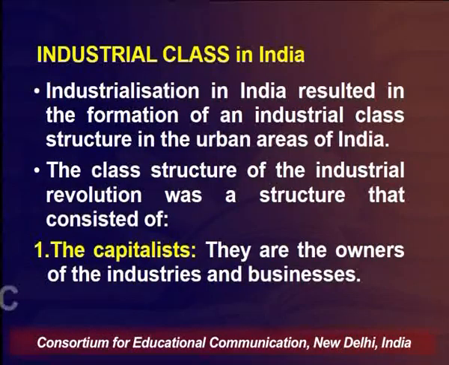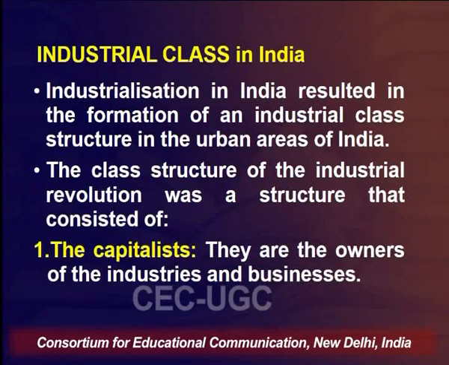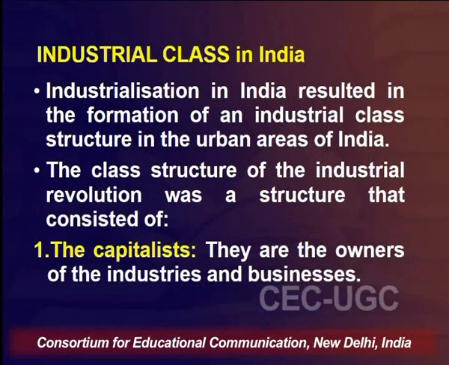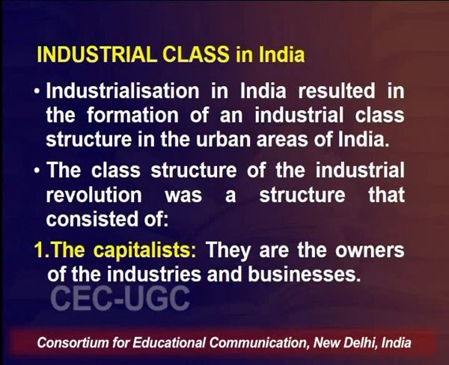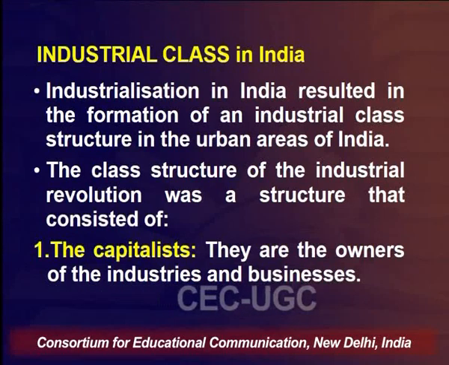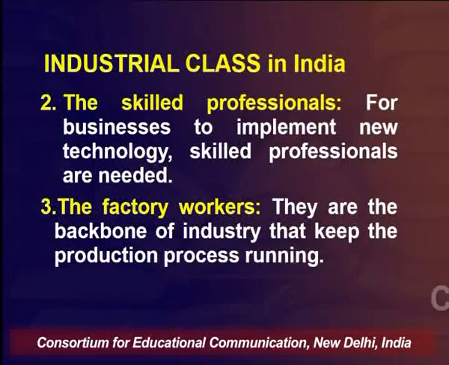So, the class structure of the industrial revolution was structured around three categories. The first is the capitalist. They are the owners of the industries and the business. The industrialization itself depended on those who already had modes of production, and they could invest in the industrialization process. And therefore, the second category in the class structure was the skilled professional.